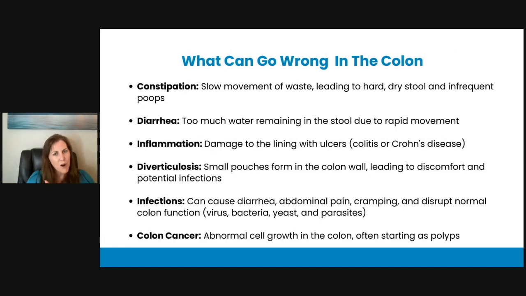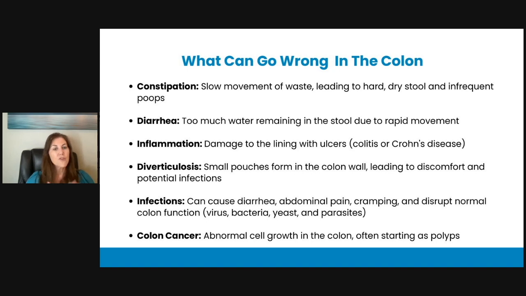So, what can go wrong in the colon? First off, movement. We can have slow movement through the colon, and that is going to cause hard, dry stool and constipation. We can have too much water, so not enough water is absorbed, or we can have rapid movement through the intestines into the colon, and that can cause diarrhea. We can have damage to the lining of the colon, and we can actually get ulcerations, which we'll talk about a little bit more because that's ulcerative colitis or Crohn's. This is inflammation within the intestines.